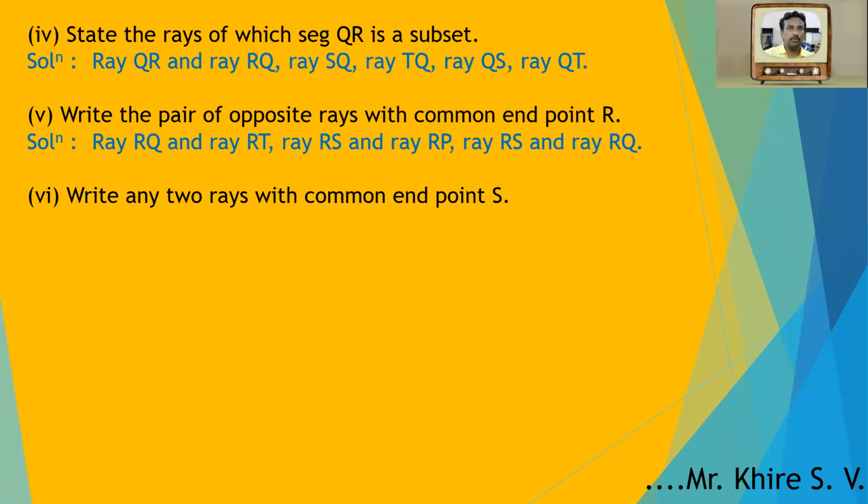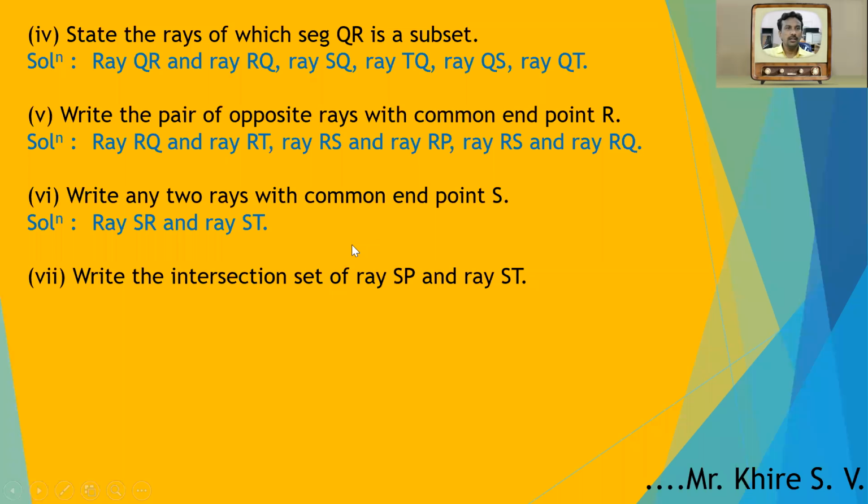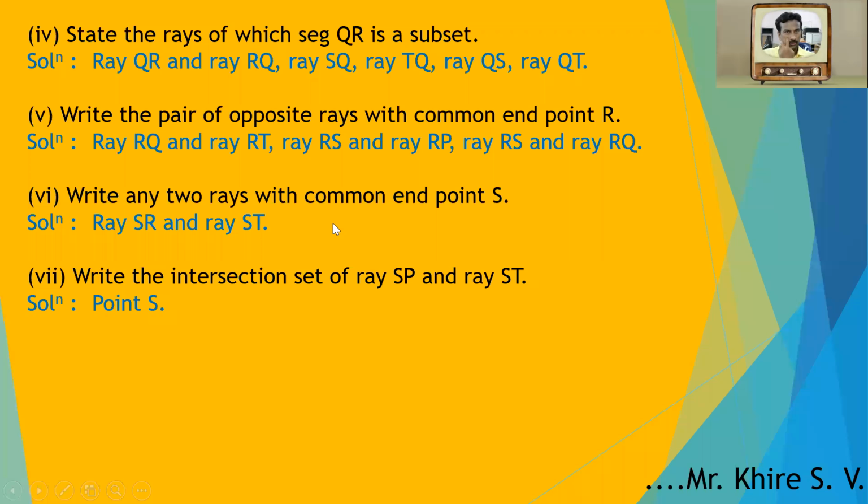Write any two rays with common endpoint S. Ray SR and ray ST. These are two rays which have common endpoint S. S is there in both the rays. Write the intersection set of ray SP and ray ST. The intersection set of ray SP and ray ST is point S. Point S is the common point of these two rays.